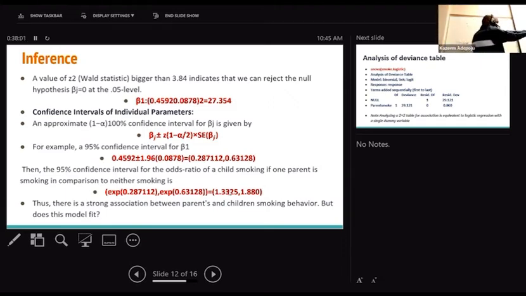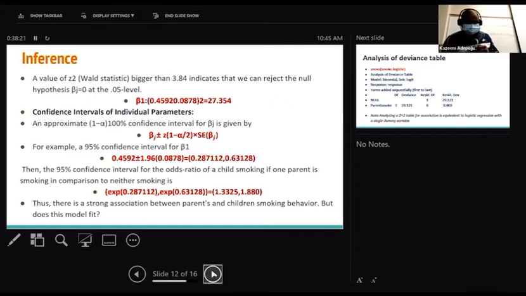So here, look at the interval now, 1.3325 and 1.880. There is no 1 in the interval. And because of that, what is your conclusion here? There's a strong association between parent and children smoking behavior. That is what we mean.